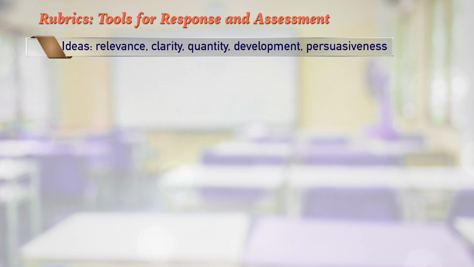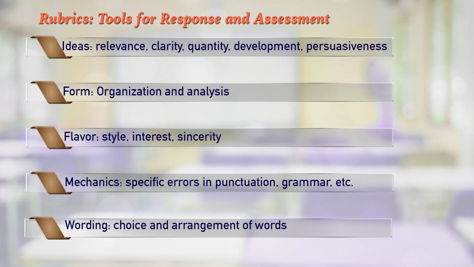Number 1, ideas. And the parameters were relevance, clarity, quantity, development, persuasiveness. The second is form, organization and analysis. The third is flavor, and the parameters are style, interest and sincerity. Number 4 is mechanics, specific errors in punctuation, grammar, etc. And finally, wording, choice and arrangement of words.